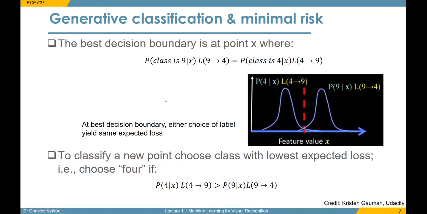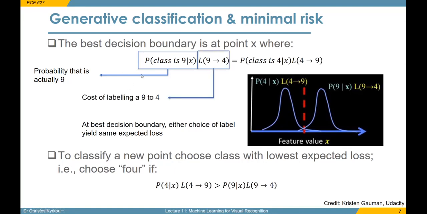So to model that, we have basically a model that tells us what is the probability that our feature value is actually a number, in this case, number 9, and what is the cost, basically, of mislabeling number 9 to a 4. So what is the cost of making a mistake?